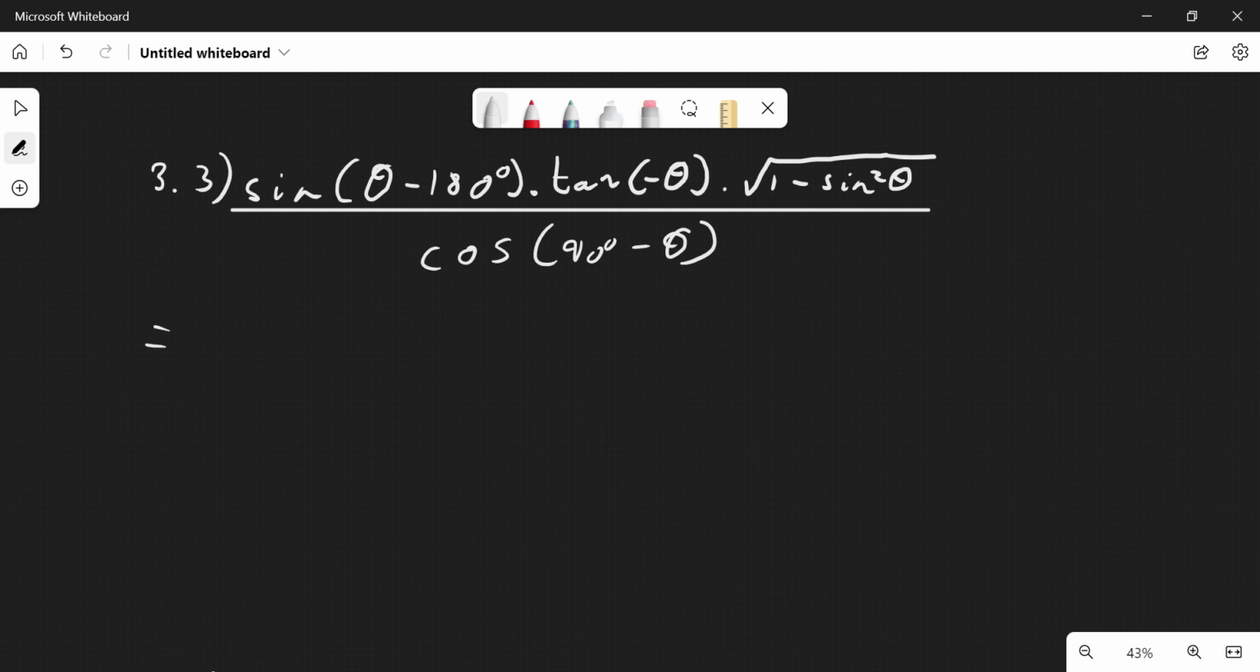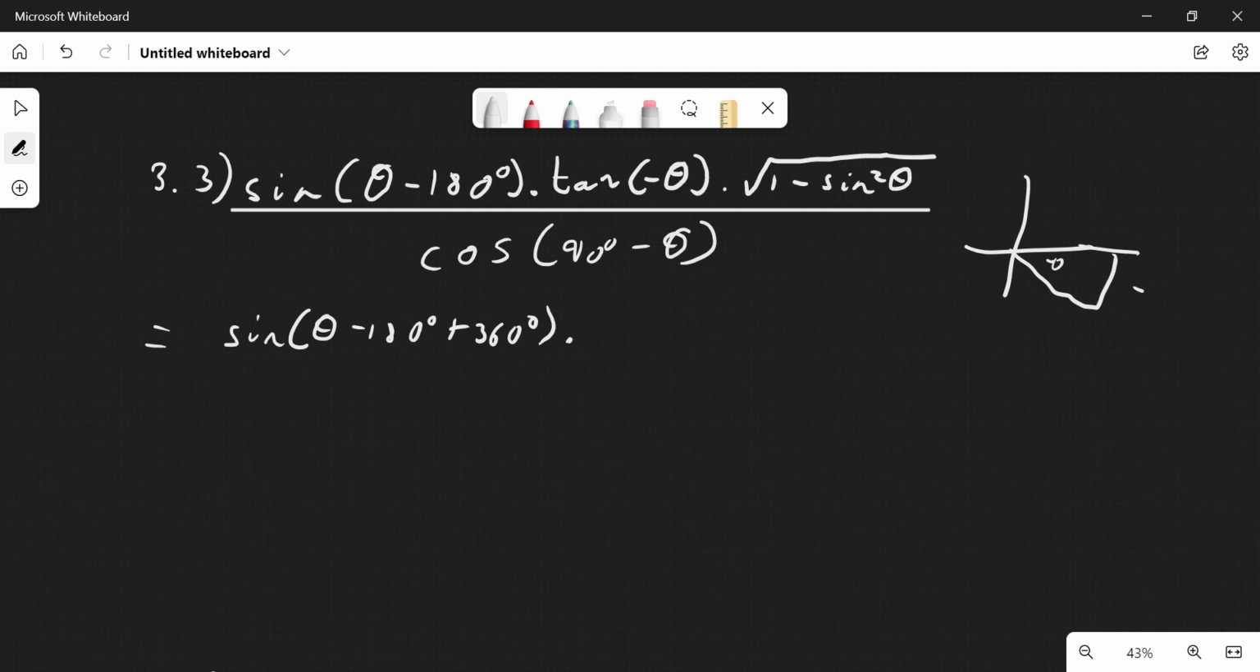So here we have sine of theta minus 180, right? So that becomes sine of theta minus 180 degrees plus 360, and then tan of negative theta is this, right? Tan is negative in this quadrant, so here we're going to have negative tan theta.